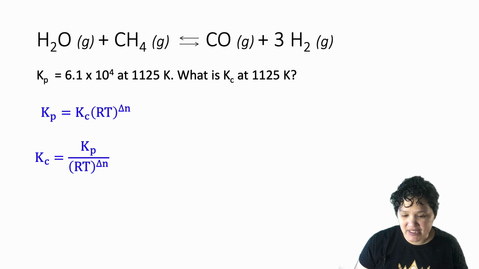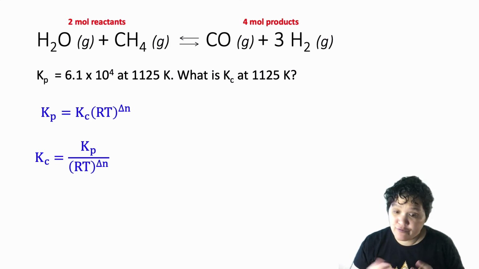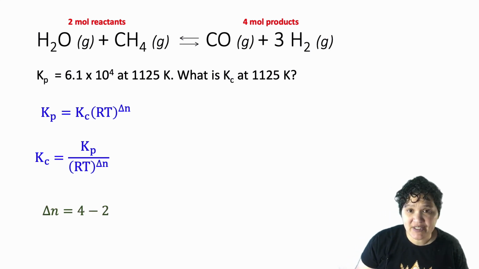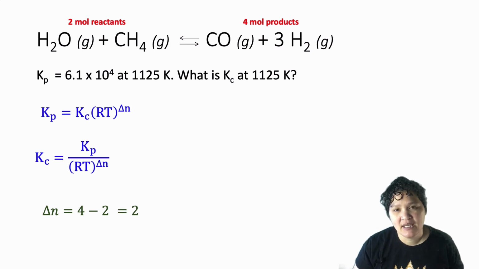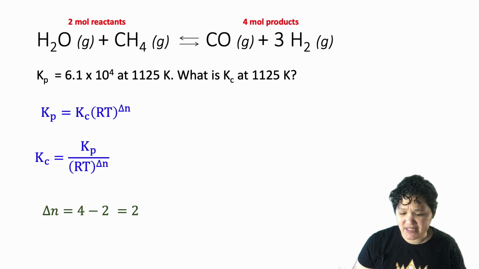And so if you look at this, we have 2 moles of reactants. We have 4 moles of products. So delta n is 4 minus 2, because it's always products minus reactants. That gives us 2. So let's plug this into what we've got.